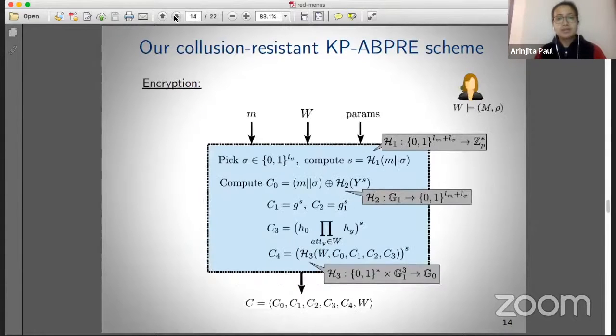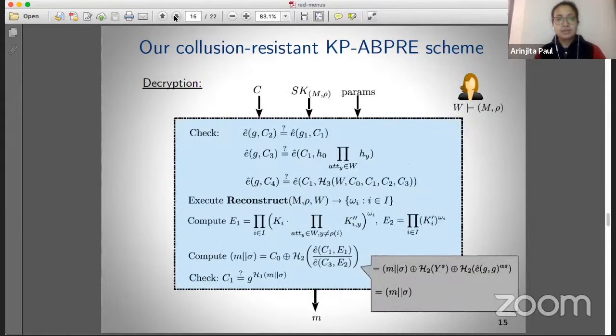Our encryption for the first level ciphertext is based on the hashed ElGamal encryption cryptosystem. So you compute the components C0, C1, C2, and C3, and you can see C4 is basically a BLS short signature on the previous components and the attribute set W. So this is my encryption. And for the decryption algorithm, we'll be using the same BLS signature to check the sanity of the ciphertext. And then here is the correctness given for the ciphertext, and we are going to recover the original message M.